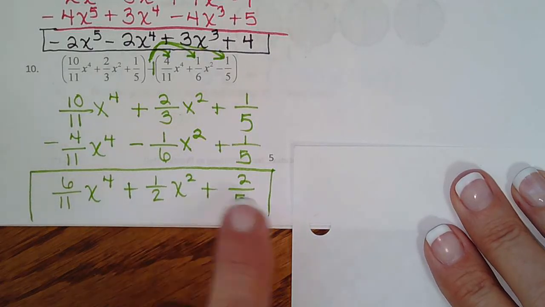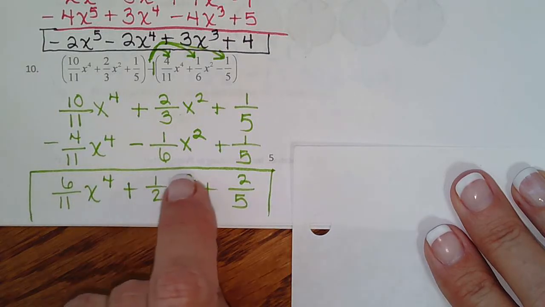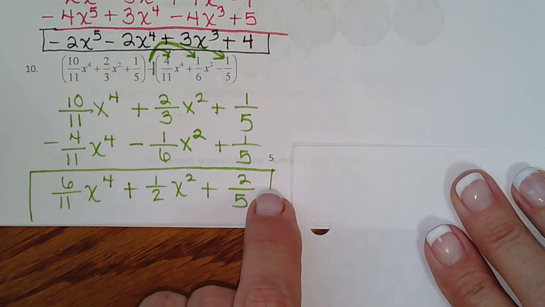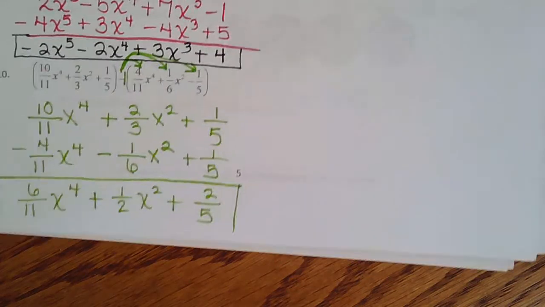And then, like I said, all your answers do have to be in descending order, which this one is, x to the fourth, x to the second, no x. Okay, let's go ahead and move on to page 6.